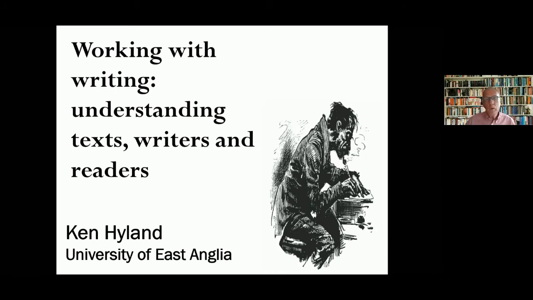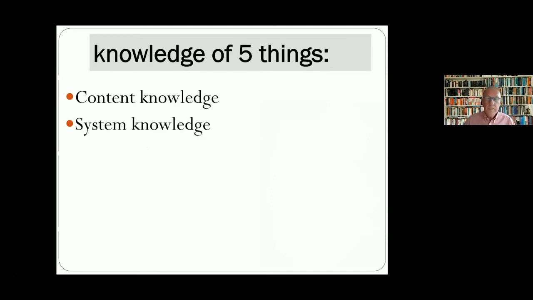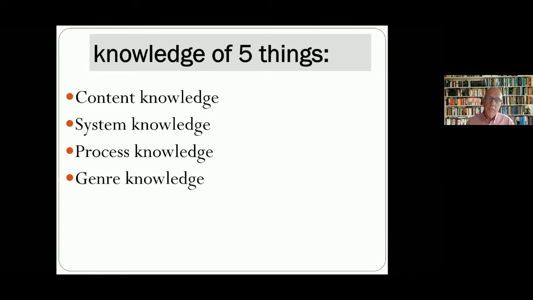This is because when we sit down to write, we really need knowledge of at least 5 things. We need content knowledge. What are we going to write about? System knowledge, how to put this together using spelling, punctuation and grammar. We need to know how to construct the text through drafts and revisions. We need genre knowledge. How are we going to put this content together as a message? And finally, we need to know something about who we're writing for. How are they likely to respond to the text? How are they going to use it?